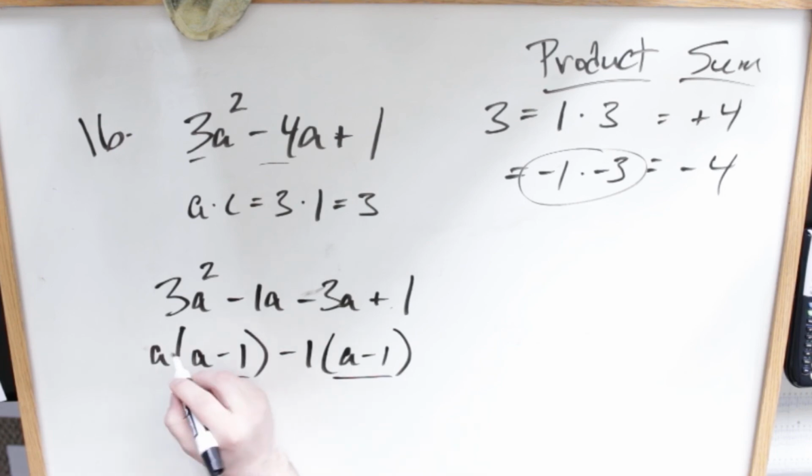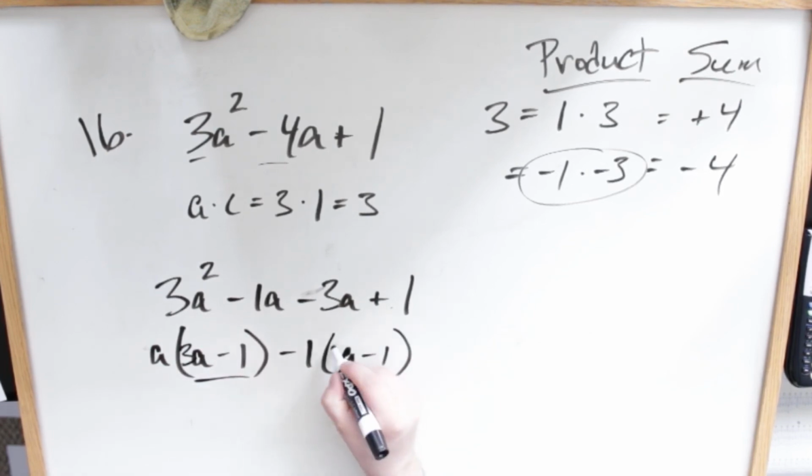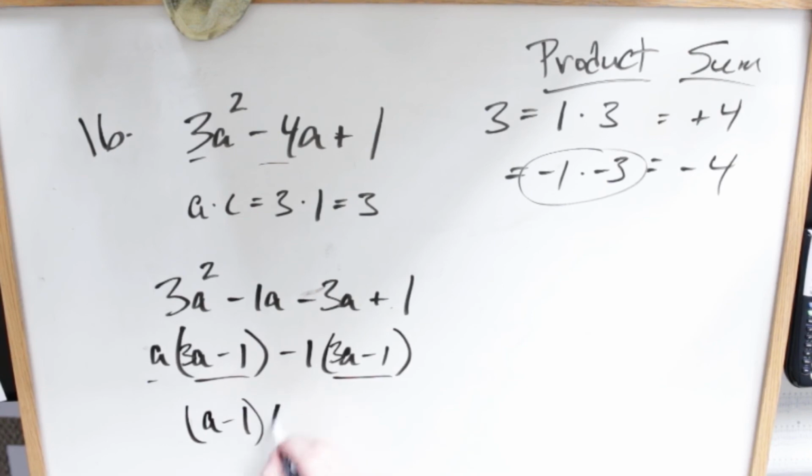Oh, this is a 3. Wow, sorry about that. You're probably looking at me like, what are you doing, dude? And then, yeah, this is a 3 here too. Sheesh. What am I doing? All right, so I've got 3a minus 1 and 3a minus 1 right there. So these match up perfectly. And now my factors are going to be a minus 1, so it's the pieces that are sitting out in front, times the 3a minus 1. There it is.